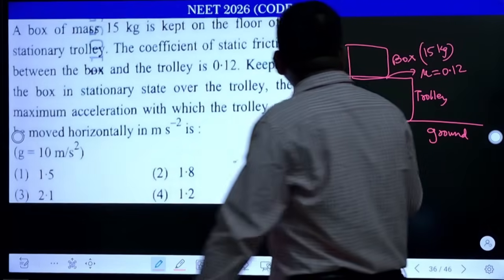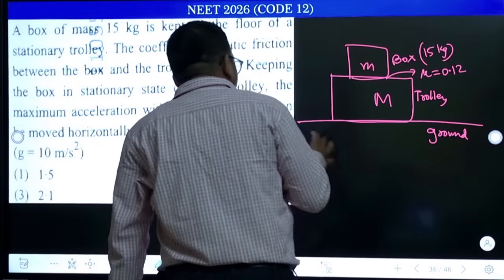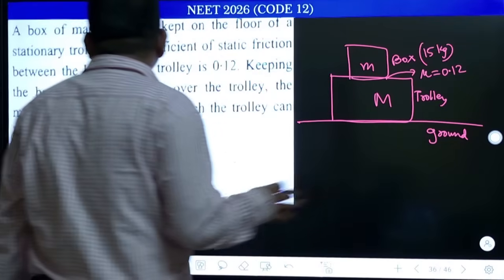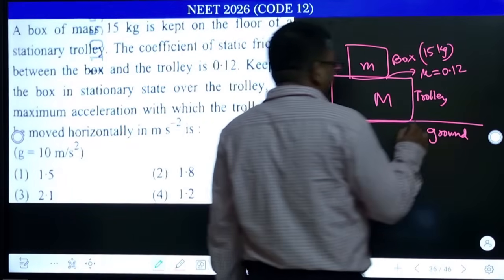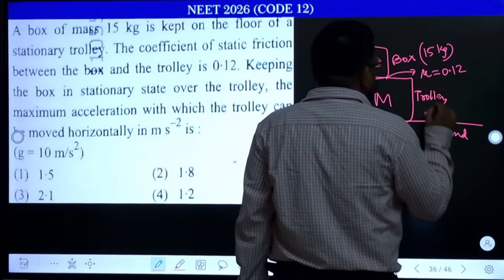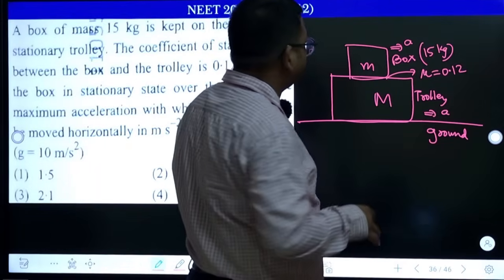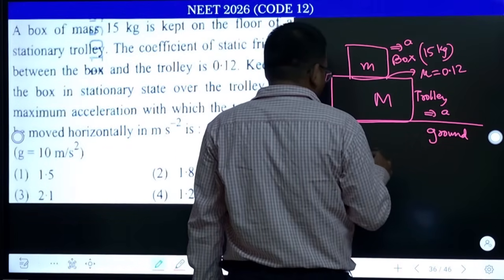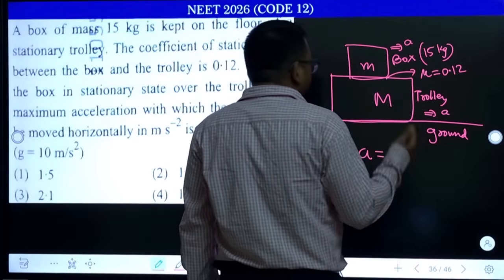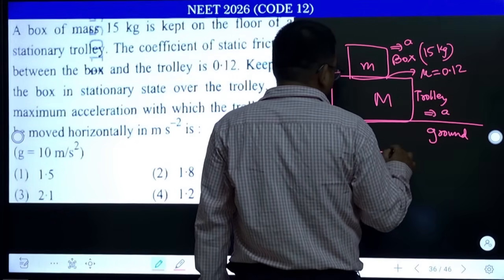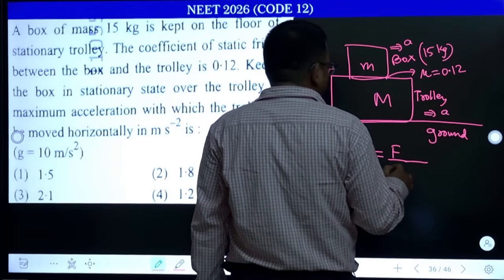Let us take that this mass is capital M, this mass is small m in general, and we have to move them with the maximum acceleration the trolley can be moved. So let us say the trolley is moving with some acceleration. So they must have the same acceleration, then only no relative sliding is happening. So the system acceleration is, suppose some force is acting on the system, by total mass M plus m.